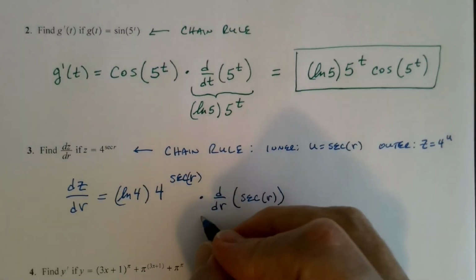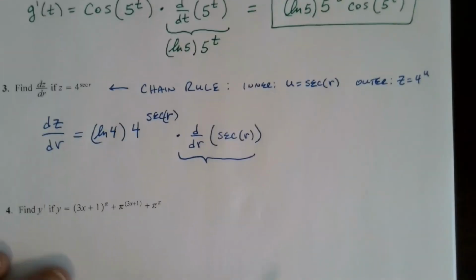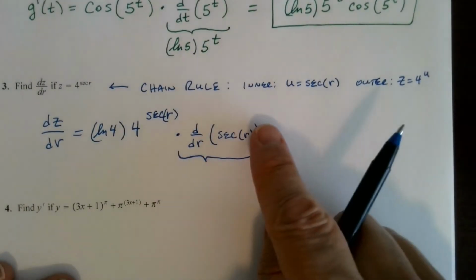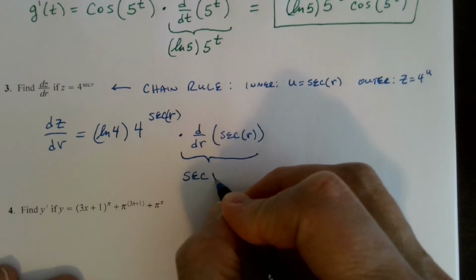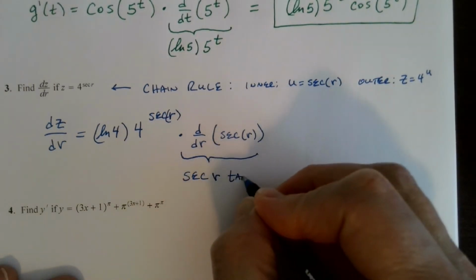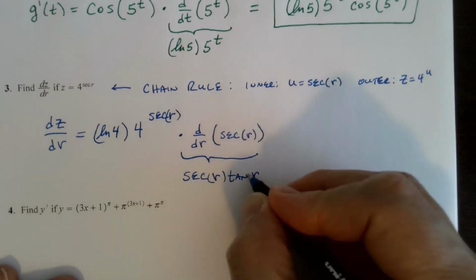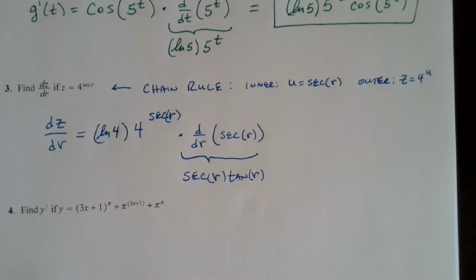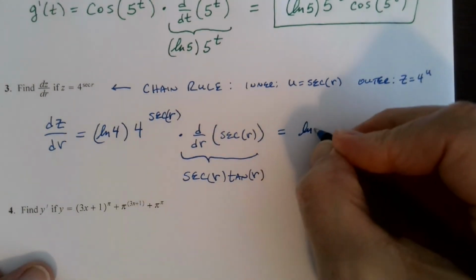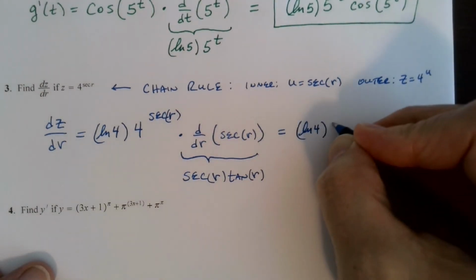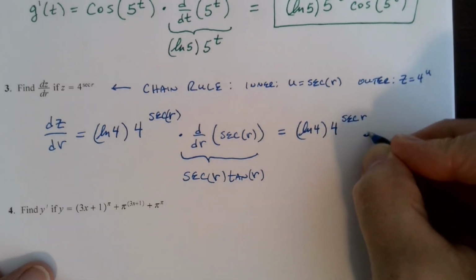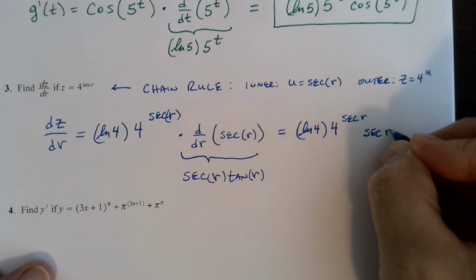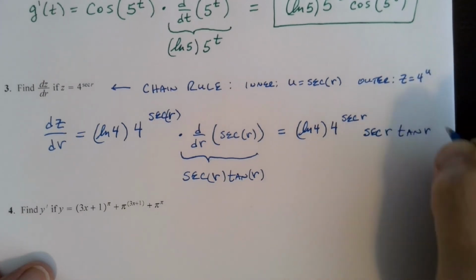Right. And what is the derivative with respect to r of secant r? You remember the derivative of secant is secant r tangent r. Okay. And so our final result is natural log of 4 times 4 to the secant r. This time I'll just not write any parentheses around the r's. Secant r tangent r.